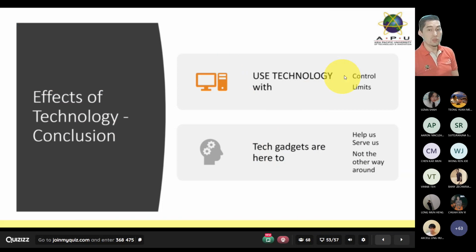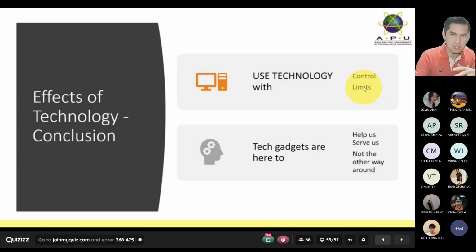Right? Use technology with control limits. I was asking earlier in terms of what would you do if you were to go 24 hours without any of your technologies. So there must be some form of control. There must be some form of a limit. Yeah. How much have you been using your devices? If that is being revealed to you, maybe you will see it a bit differently.